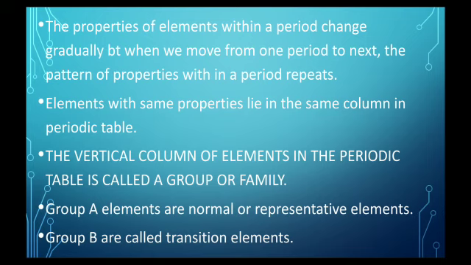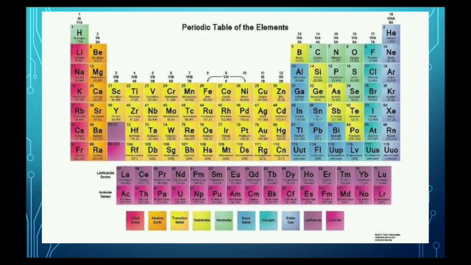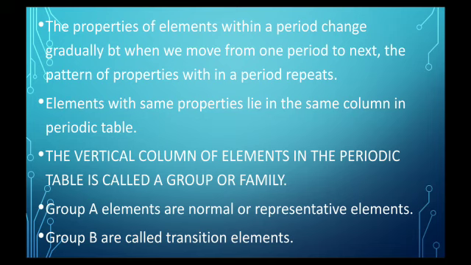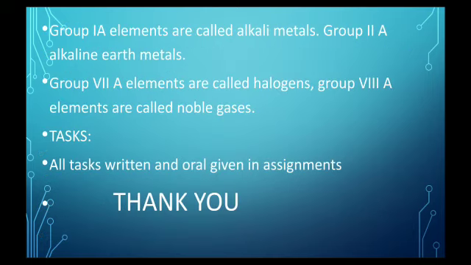Group A elements are normal or representative elements, and group B are called the transition elements. This periodic table is divided into two halves. One is the group A elements and the other is group B. Look at hydrogen and beryllium, they are present in 1A, 2A. Then these middle elements are the transition elements, and then comes 3A, 4A, 5A, 6A, 7A, 8A. All the groups which have A with them are the group A elements, and they are called the normal elements or representative elements, and all others are called the transition elements.